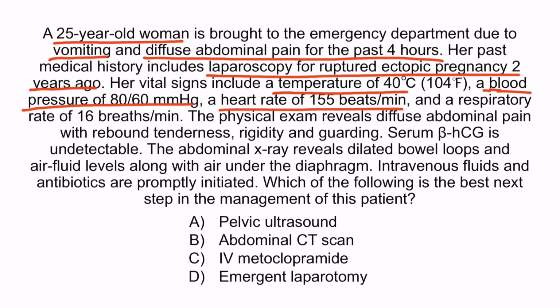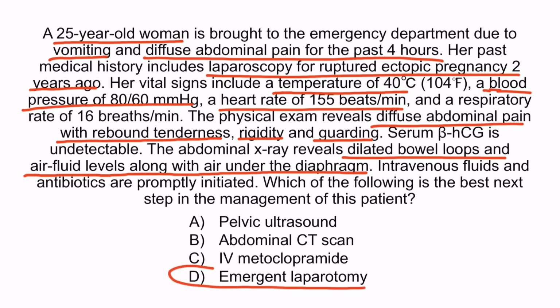The physical exam reveals diffuse abdominal pain with rebound tenderness, rigidity, and guarding, findings consistent with an acute abdomen and peritonitis. The abdominal X-ray reveals dilated bowel loops and air fluid levels, along with air under the diaphragm. These clues indicate the small bowel obstruction as well as the bowel rupture and pneumoperitoneum. The best next step in the management of a hemodynamically unstable patient with acute abdomen is emergent laparotomy. Therefore, the correct answer is option D.